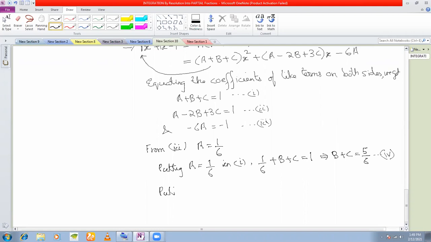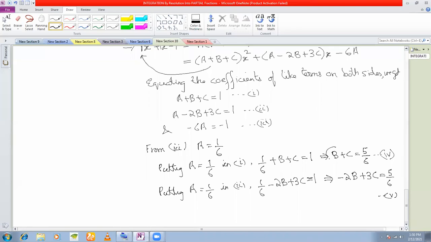Putting a is equal to 1 by 6 in 2, what do you get? 1 by 6 minus 2b plus 3c is equal to 1, right? So that means you get minus 2b plus 3c is equal to, again, 1 minus 1 by 6, which is 5 by 6. Call this equation number 5.